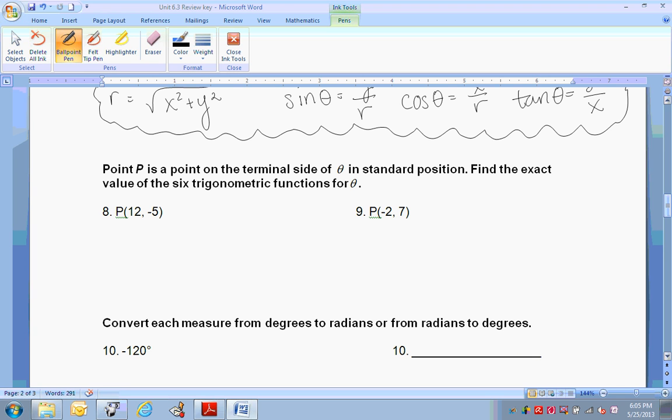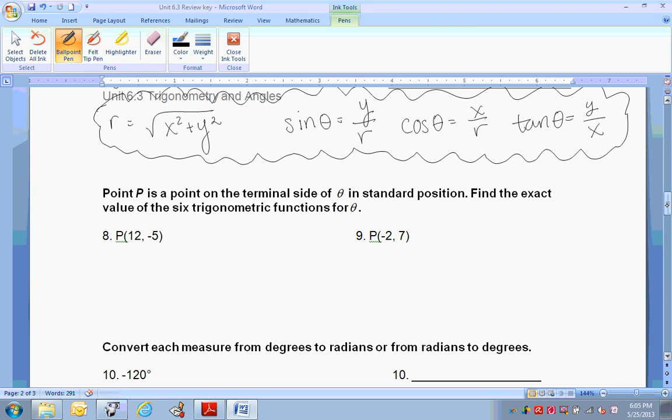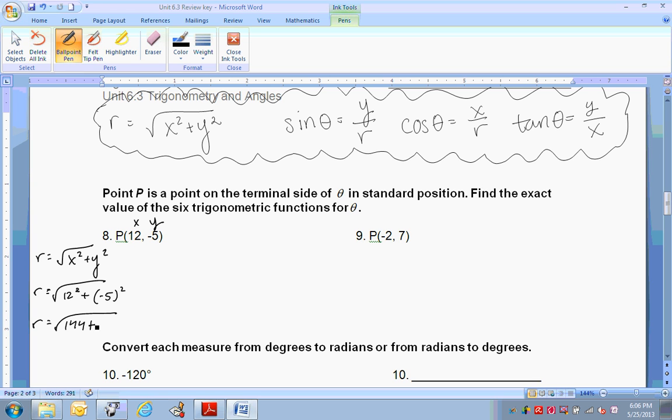Well, in order to do that, we need to find what r is. So we know r is equal to the square root of x squared plus y squared. Well, they give us the points x and y. So r equals the square root of 12 squared plus negative 5 squared. So r equals the square root of 144 plus 25. So r equals the square root of 169, which makes r equal to 13.